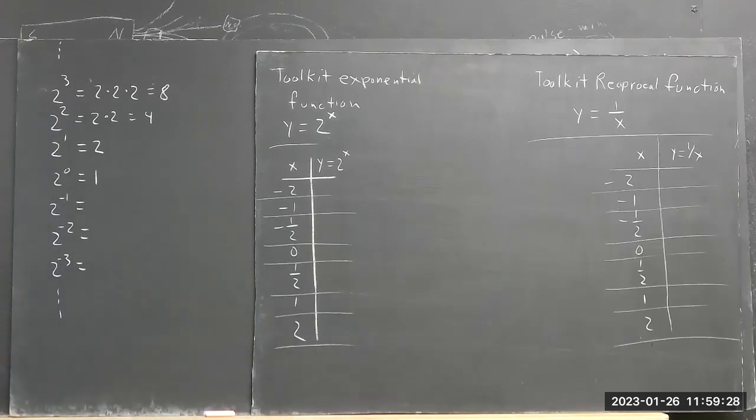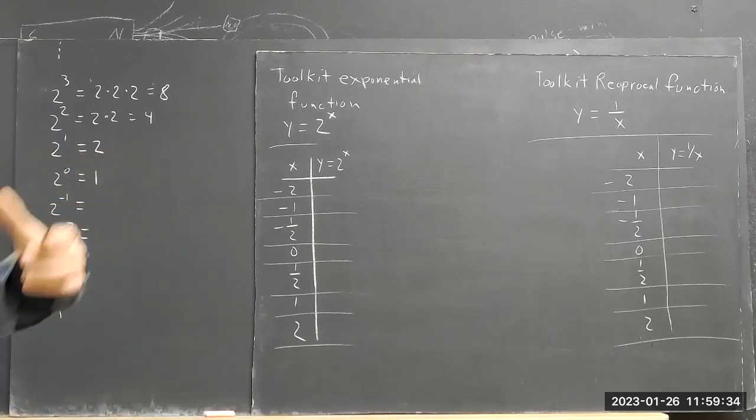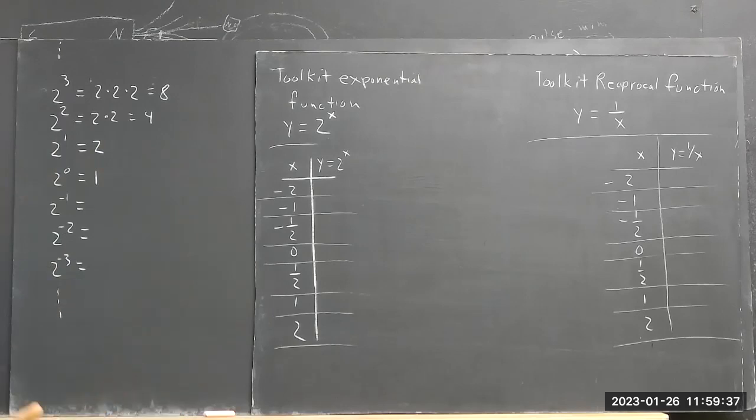Okay. And that's true for any number. Any number to the 0 power has to be 1, except 0. 0 to the 0 power, we leave undefined. And there's a good reason for that.